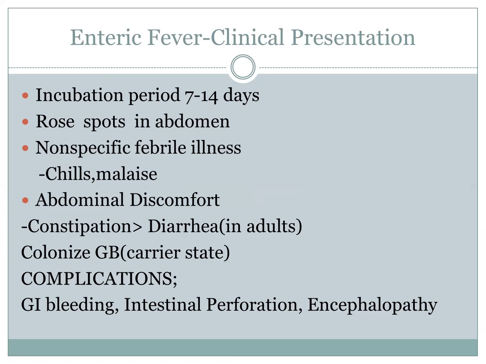Clinically, the incubation period is 7 to 14 days. It presents as rose spots on the abdomen, a non-specific febrile illness, which includes chills and malaise. Then there is abdominal discomfort, abdominal pain, and constipation initially, which is followed by diarrhea. The disease colonizes the gallbladder and may result in a carrier state where the person may experience resolution of symptoms, but he or she may, without knowing, pass the bacteria in urine and stools and potentially infect other people. The complications of enteric fever include bleeding, intestinal perforation, and encephalopathy.